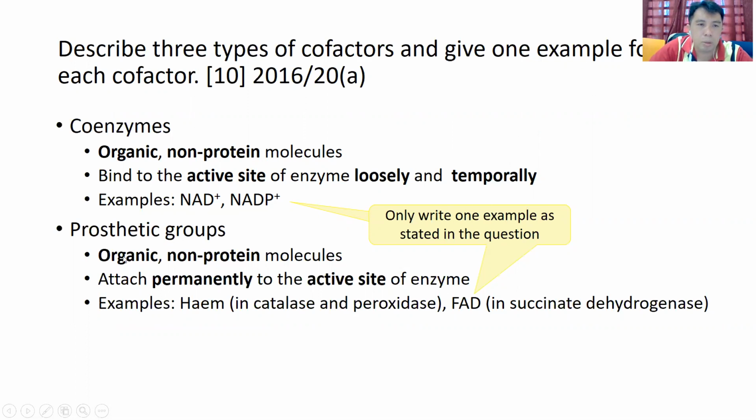Prosthetic group is also an organic non-protein molecule, but it attaches permanently to the active site of the enzyme. So for example, heme in catalase and peroxidase, or you can say FAD in succinate dehydrogenase. Here the heme is in the enzyme. I cannot say heme in hemoglobin, because the question refers to the enzyme. All right.